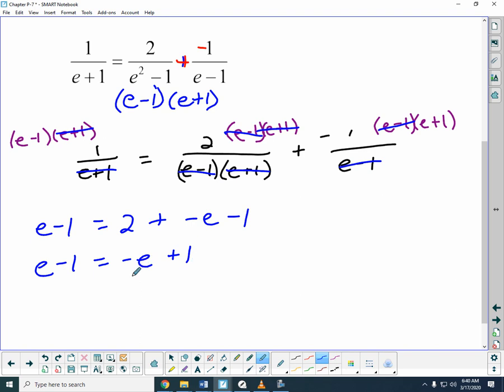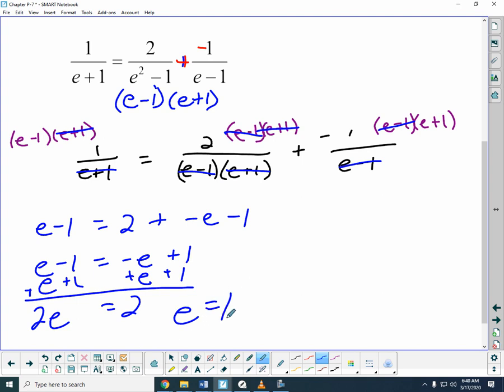I'm going to add my e over, and I'm going to add this 1 over, and I'm going to get 2e equals 2, and e equals 1.